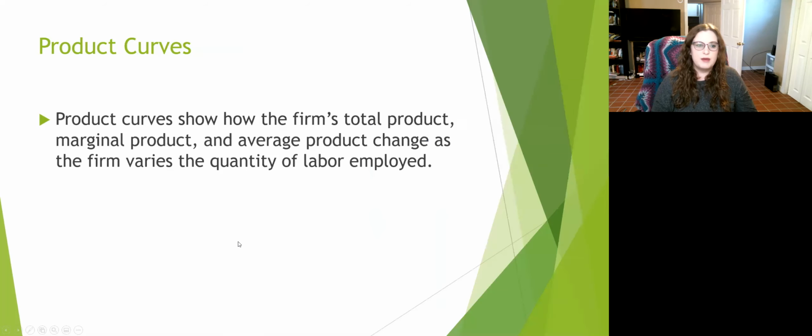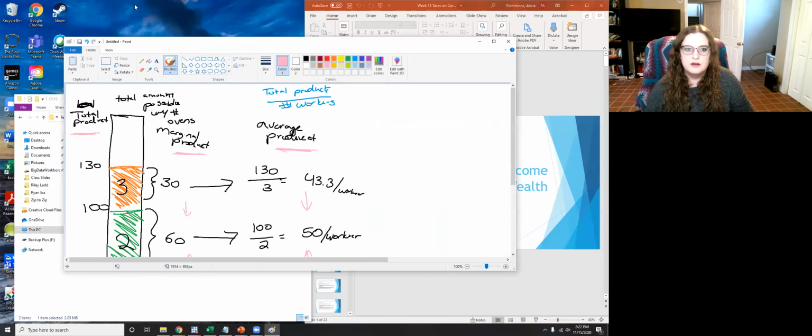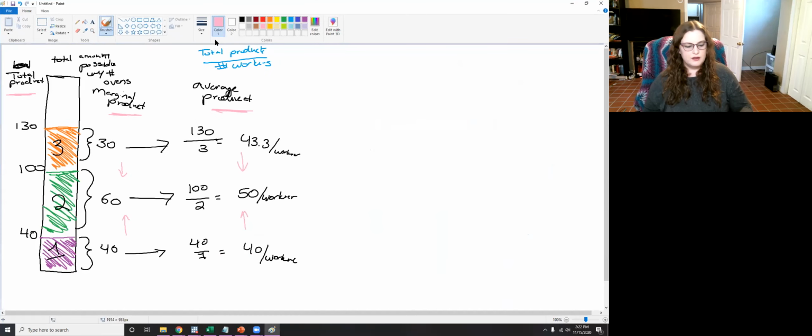All right, so let's think about product curves. So this is another one that we should probably draw. Here, we'll just move this over here. All right, so we have our example so far where we've thought about our total product, our marginal product, and our average product, but what would that actually look like in a graph, right?